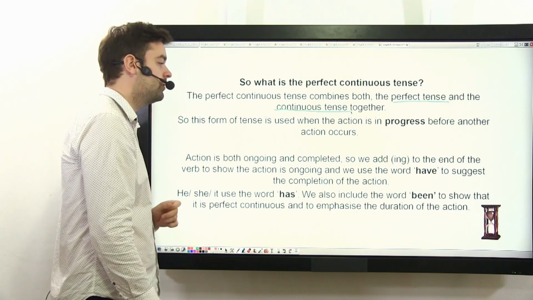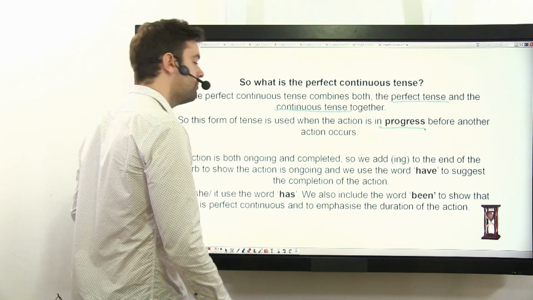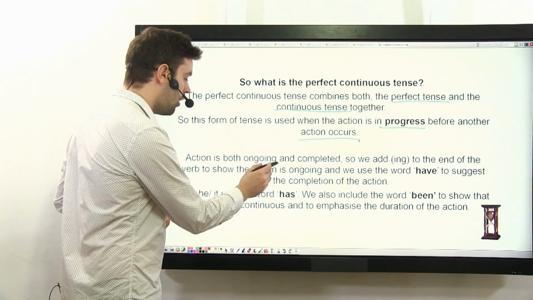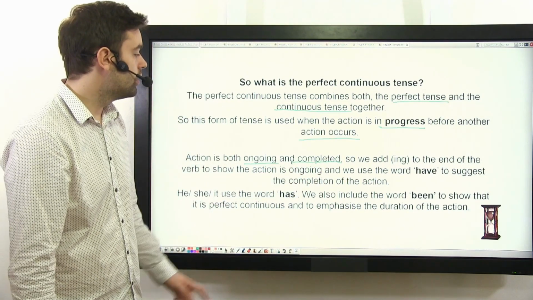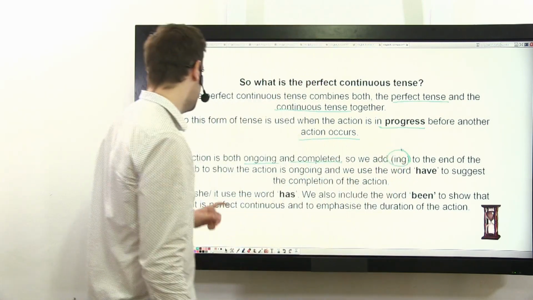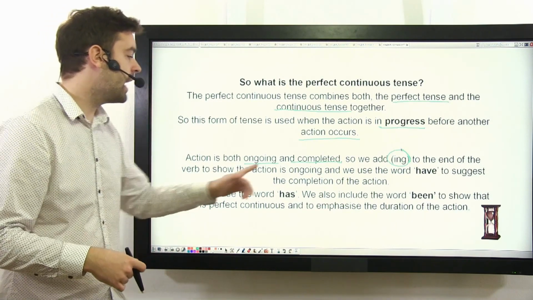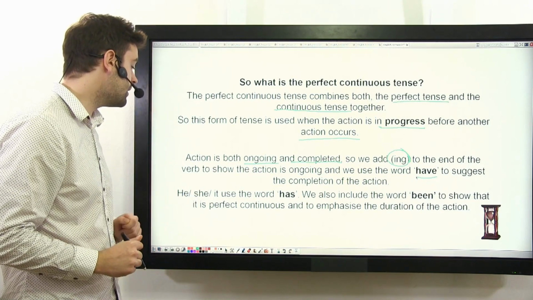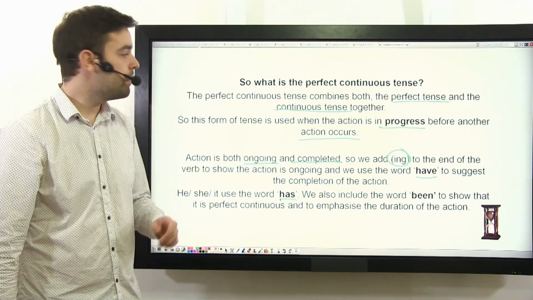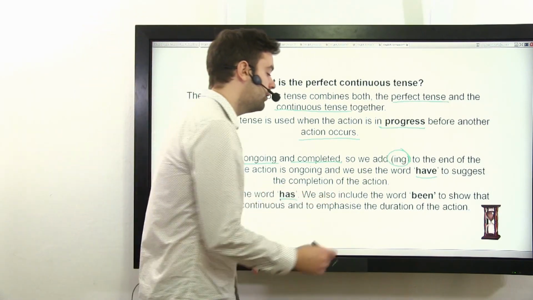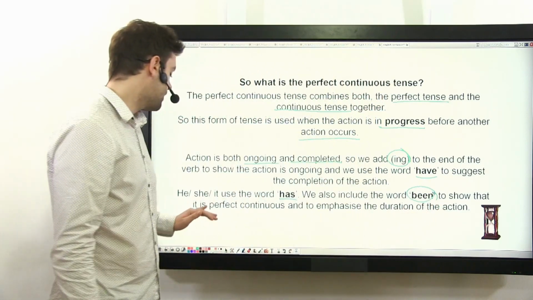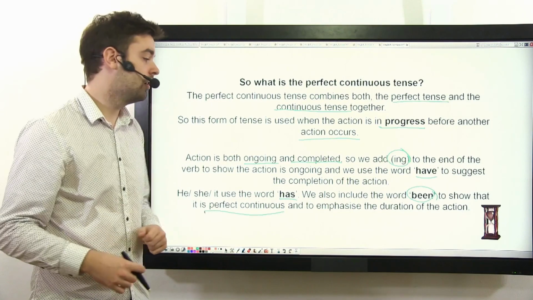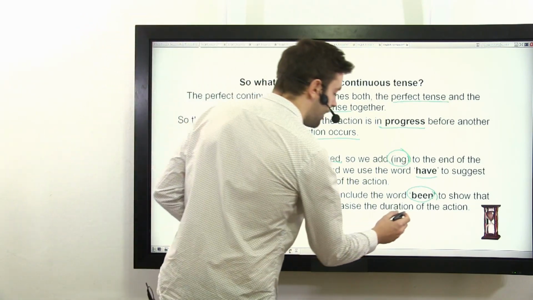This form of the tense is used when the action is in progress before another action occurs. So the action is both ongoing and completed. We add ing to the end of the verb to show the action is ongoing, and we use the word have to suggest the completion of the action. For he, she, it, we use the word has. Because it's a separate tense, we also include the word been to show that it is the perfect continuous, and to emphasize the duration, the time of the action. This is very important, the duration.